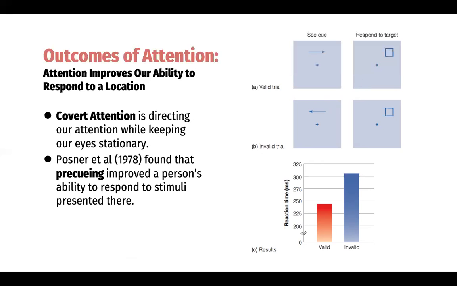Posner interpreted this result as showing that information processing is more effective at the place where attention is directed. This result and others like it gave rise to the idea that attention is like a spotlight or zoom lens that improves processing when directed toward a particular location.